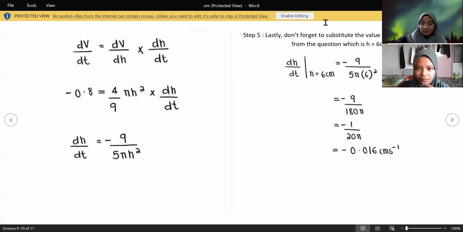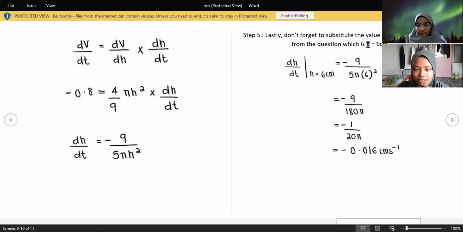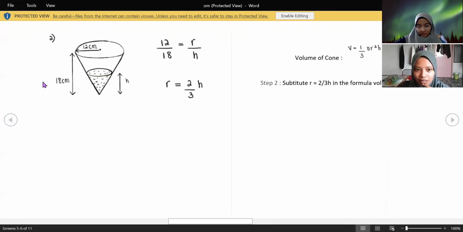Last step. For the last step, we just have to substitute the value of the height as given from the question, which is 6 cm. So make sure we substitute. Or another method is we substitute directly when we get this one, we just substitute directly the value of H itself. Here. Yes.